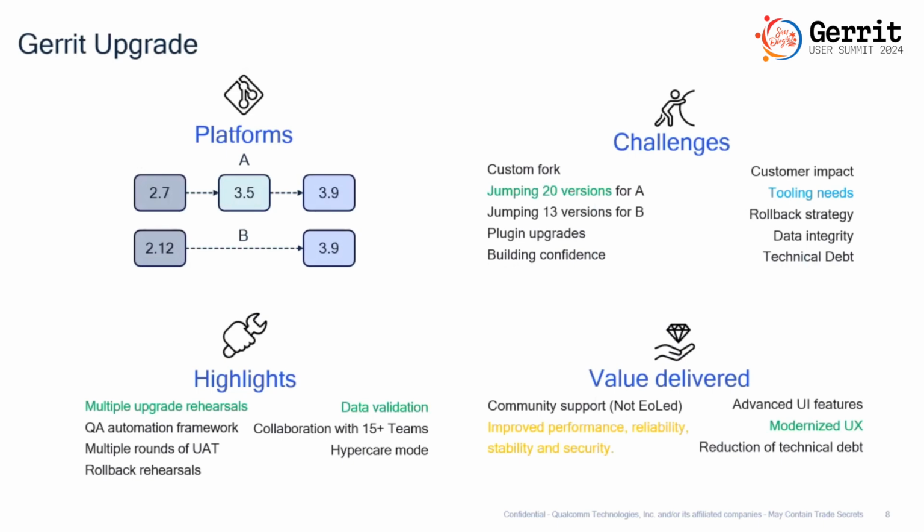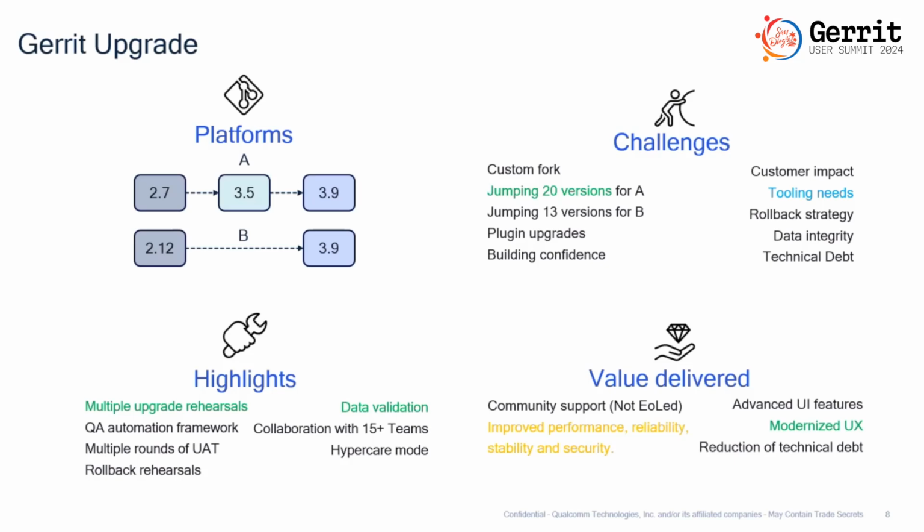Gerrit upgrades. As I said, we did a lot of Gerrit upgrades in recent times, which is A and B. We consider 2 instances for the slide, A and B. There are more than 2 instances, as I mentioned earlier. A was running on 2.7, and now it is running on 3.9. We did a hop in between. We upgraded to 3.5, and then we went to 3.9.